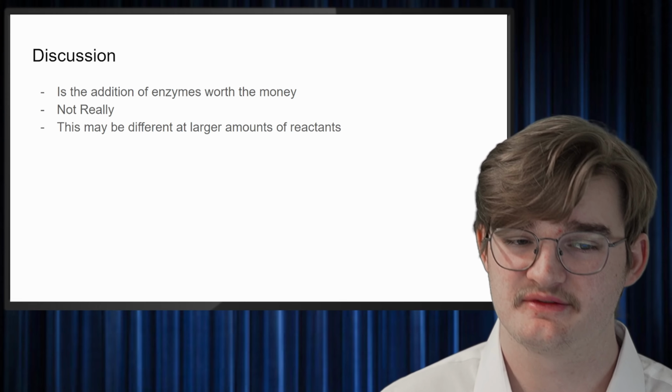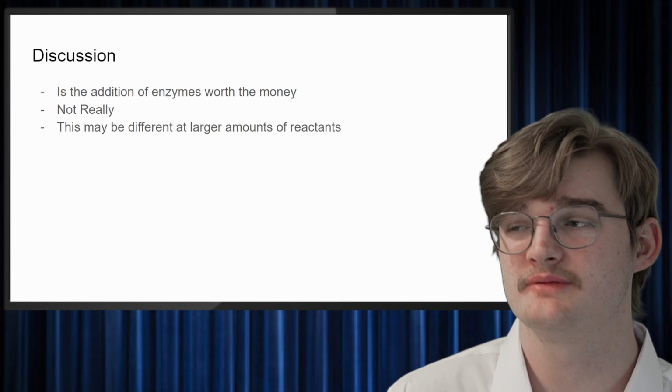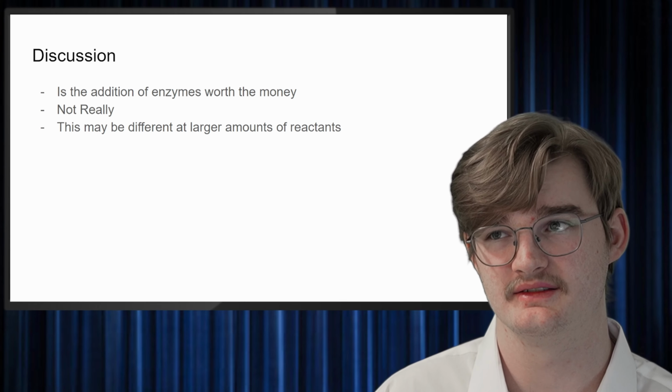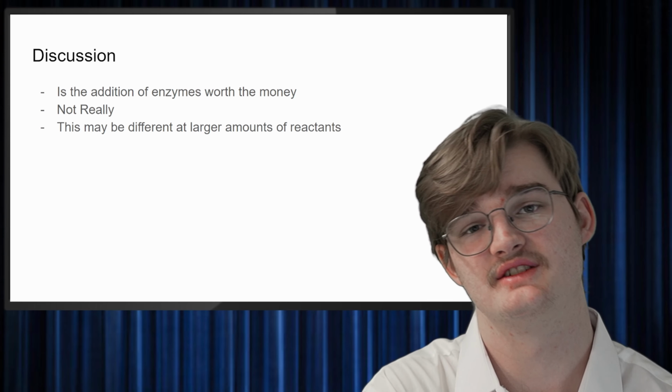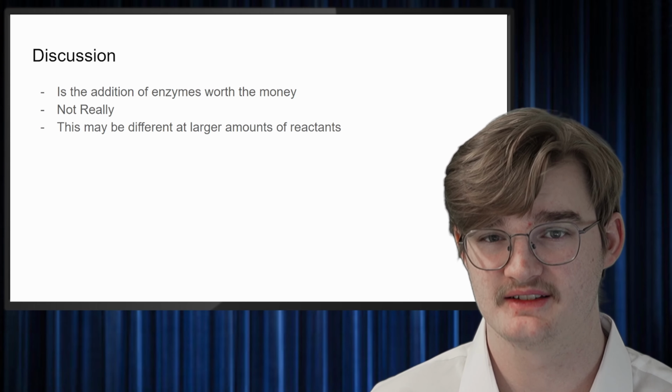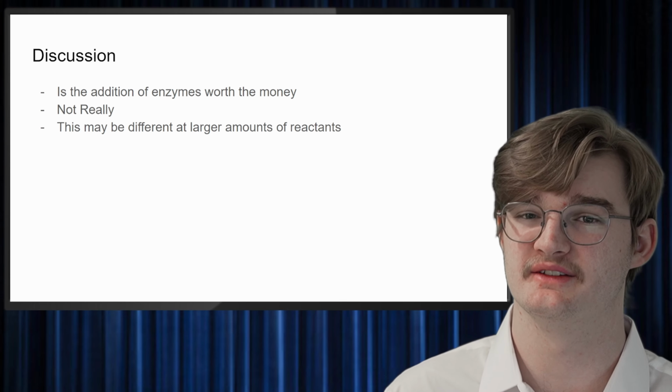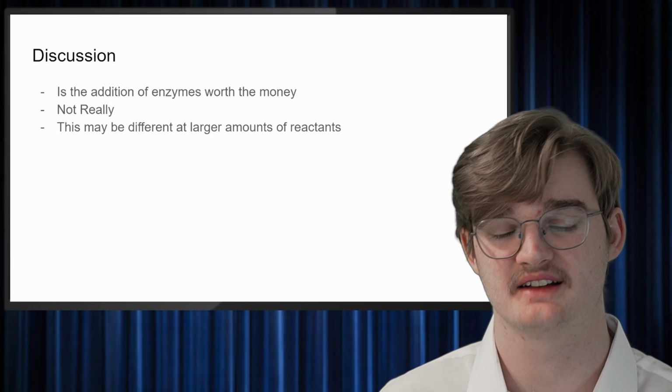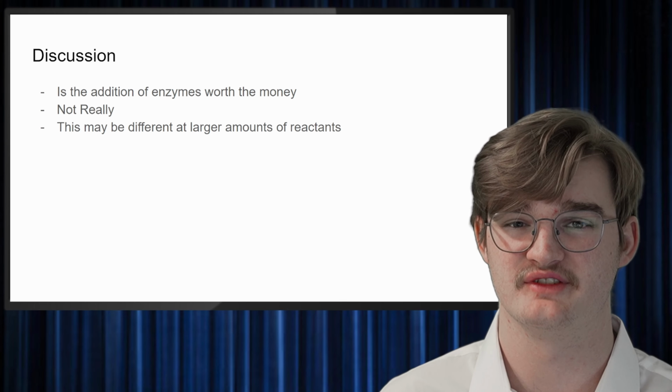This may be different at larger amounts of reactants, however. We only had, again, 7 mils of reactants. So if we were to produce more energy with larger amounts of reactants, this might have a different story. It might take longer for it all to react, so an enzyme might be beneficial.